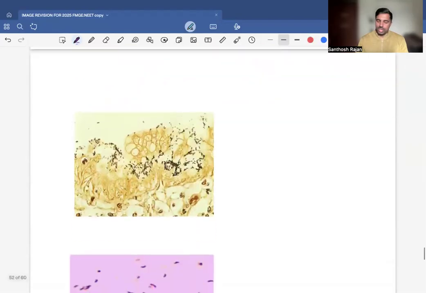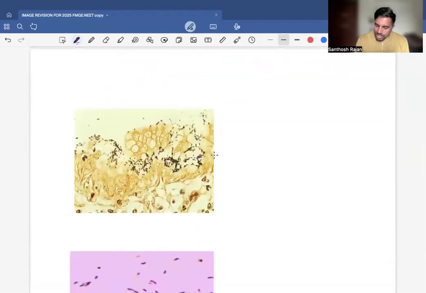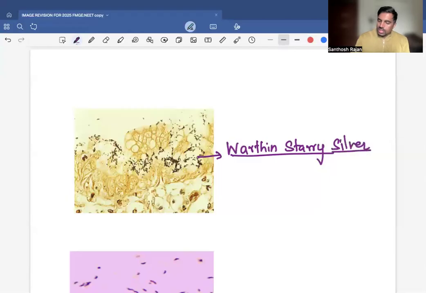Okay. Yes, almost done. So this is again a silver special stain, what we call Warthin-Starry stain, Warthin-Starry silver stain. This is basically for which one? For our stomach, that is your H. pylori.